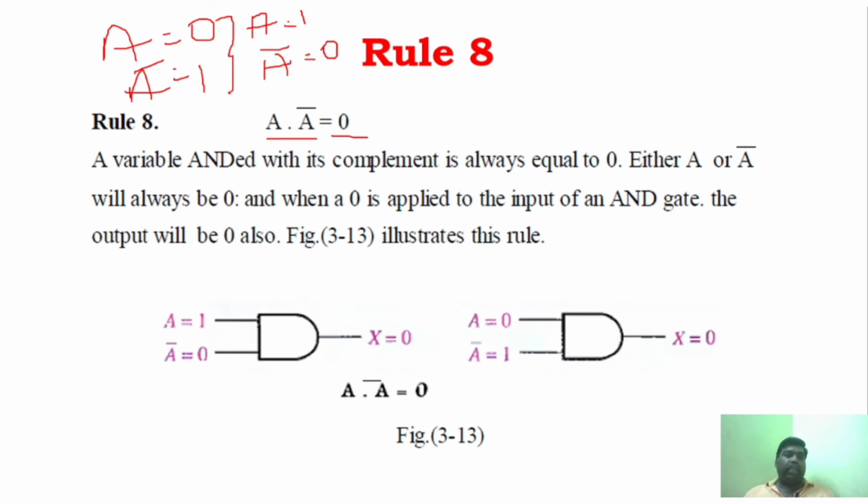If you multiply these, you get 0, and that is what is represented here. Any variable ANDed with its complement is always equal to 0. We are using an AND operation. One input is A, another input is A complement, and if you multiply these, the output will be 0. If A is equal to 0, the A complement will be 1, and so the output will be 0.